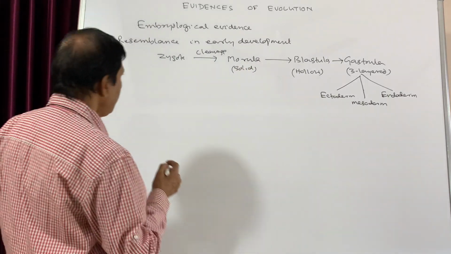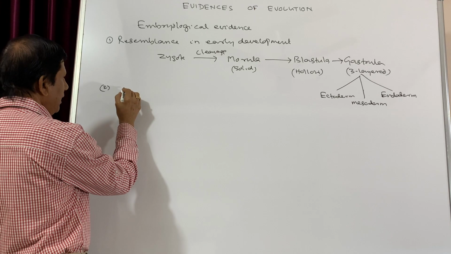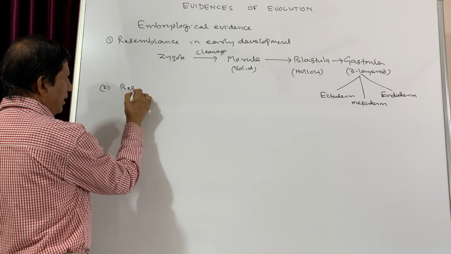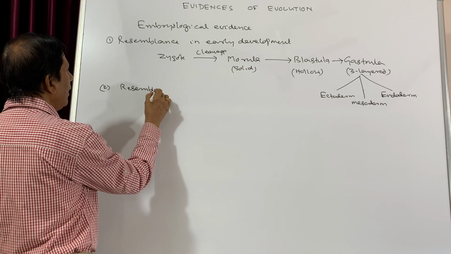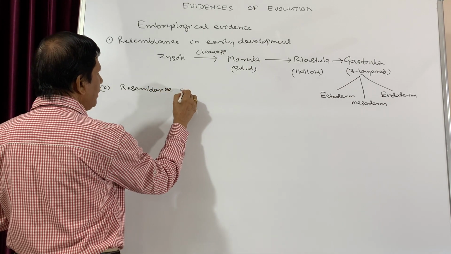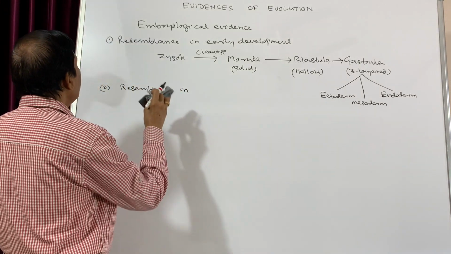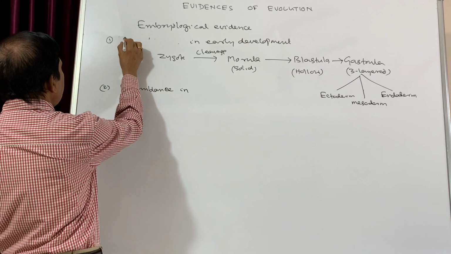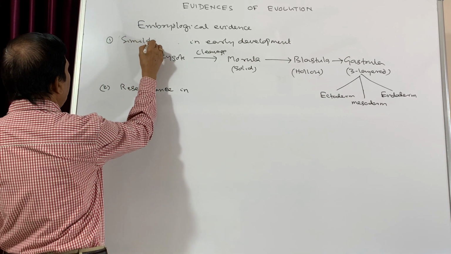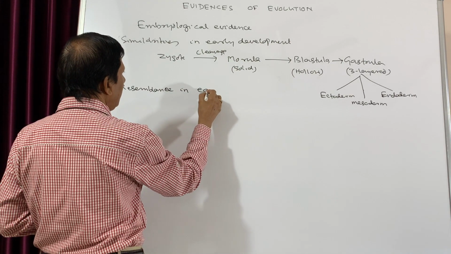Now come to the second point. The second point is resemblance, or similarities, in early development.